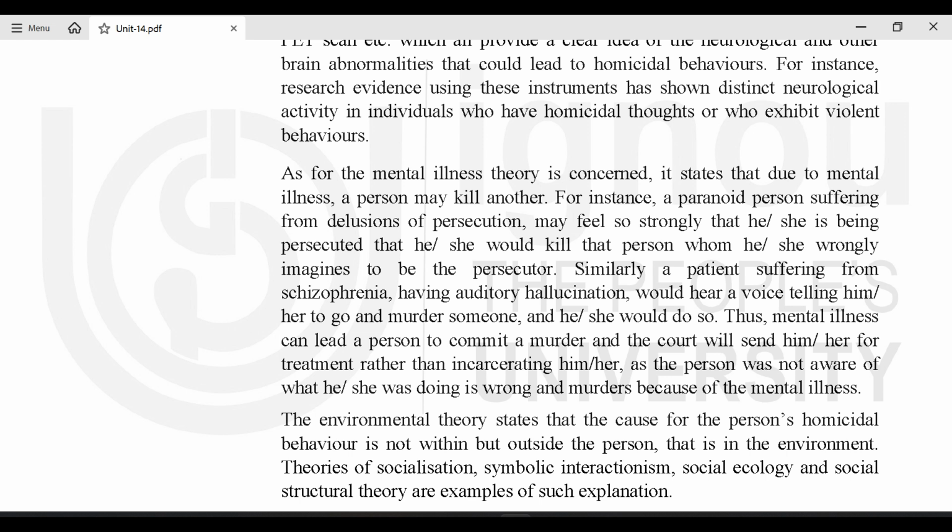Thus, mental illness can lead a person to commit a murder, and the court will send him/her for treatment rather than incarcerating him/her, as the person was not aware that what he/she was doing is wrong and murders because of the mental illness. The environmental theory states that the cause for the person's homicidal behavior is not within but outside the person, that is, in the environment. Theories of socialization, symbolic interactionism, social ecology and social structural theory are examples of such explanation.